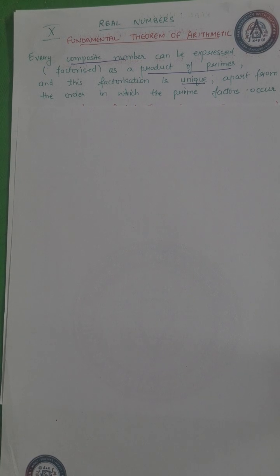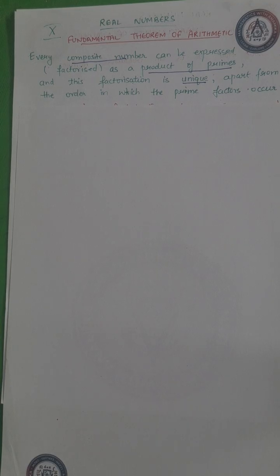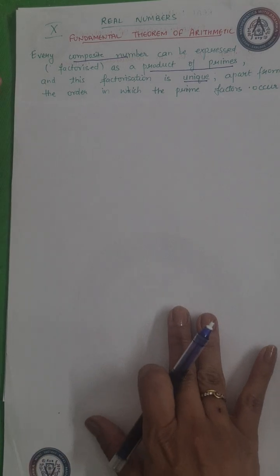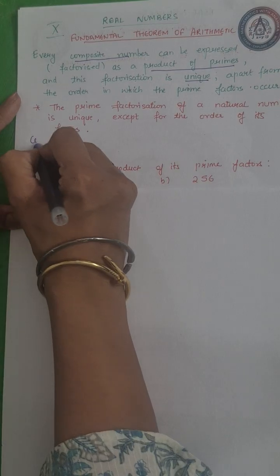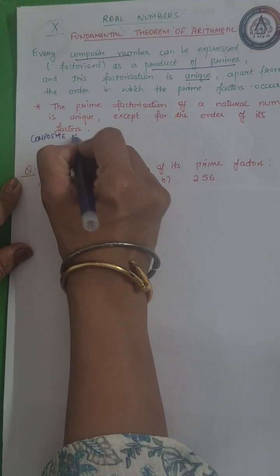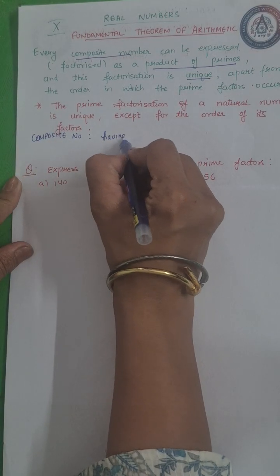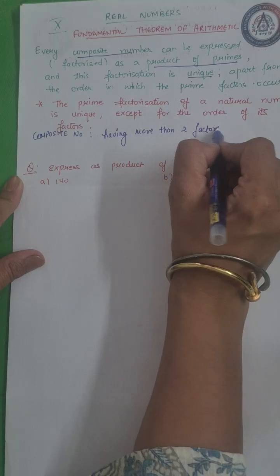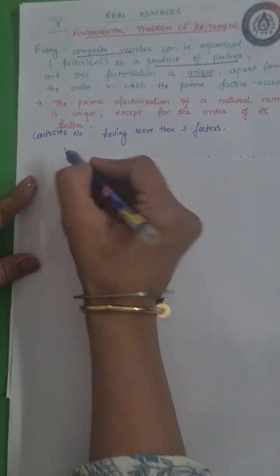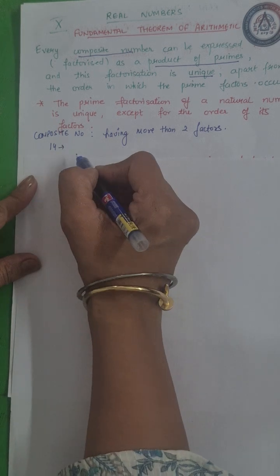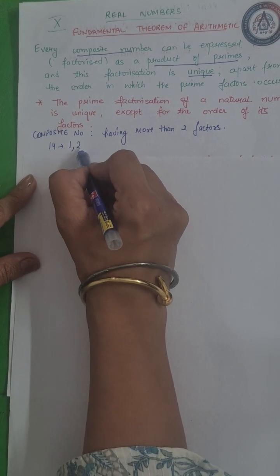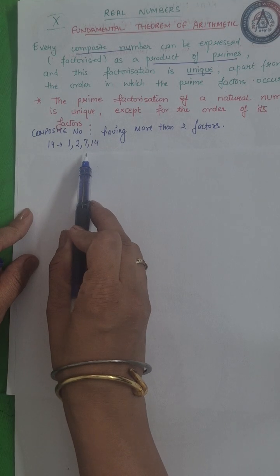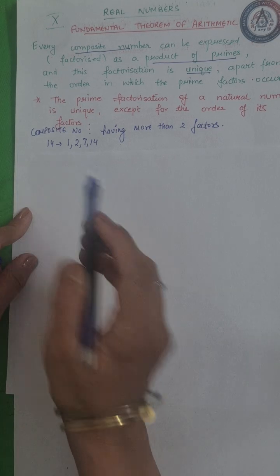Before understanding this concept and applying it in questions, we should know certain terms like composite numbers and prime numbers. So what does it mean? Basically, a composite number means a number having more than two factors. When we say more than two factors, what does it mean? For example, I have a number 14. The factors of 14 will be 1, 2, 7 and 14. So there are more than two factors, that is, we have 4 factors for this number.